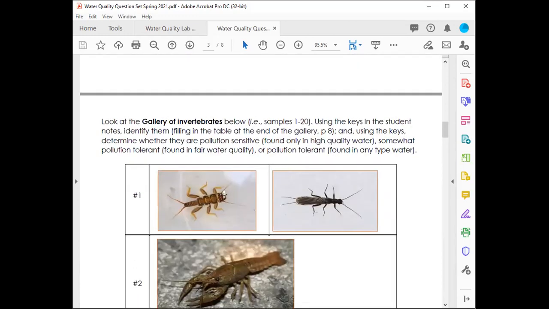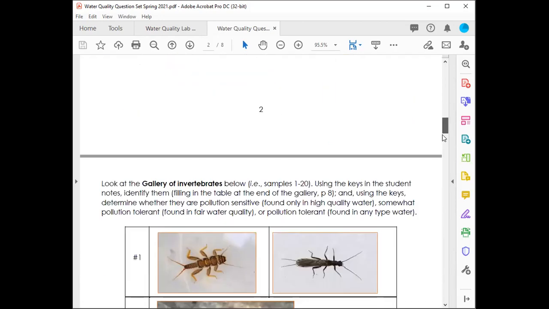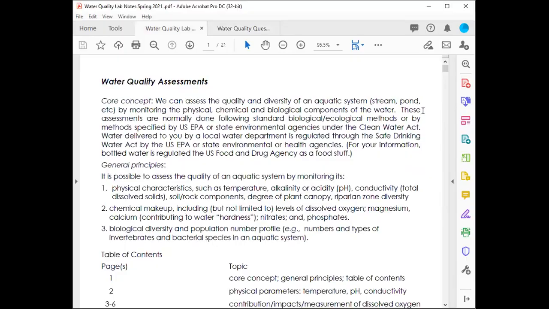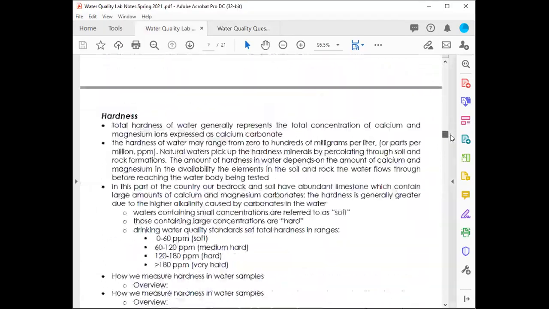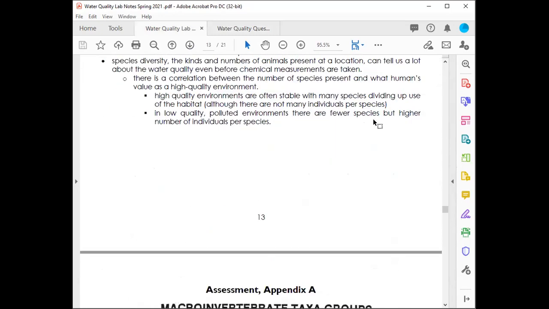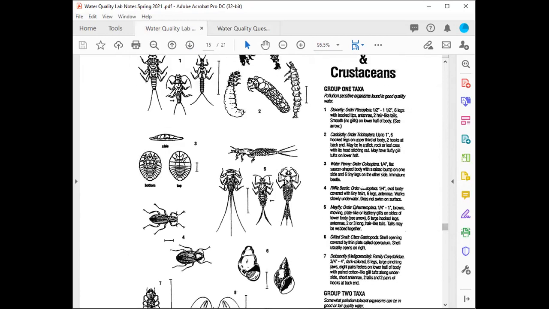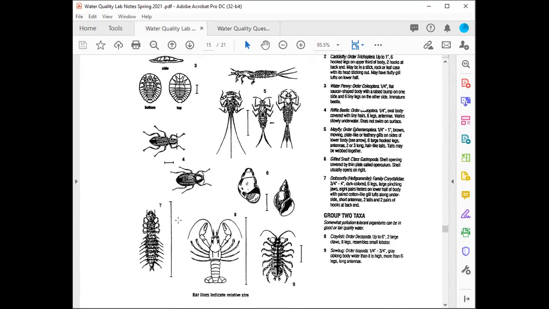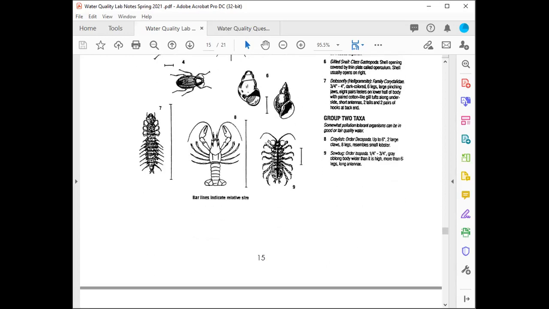Some are really small. One of these keys has these lines here. The bar lines indicate relative size. So this bar is supposed to be the same size as this bar, as this bar. You can just imagine they zoomed way out to see that, whereas if you zoom way in, it'll be this big. So that is just an indication of how big certain things are.